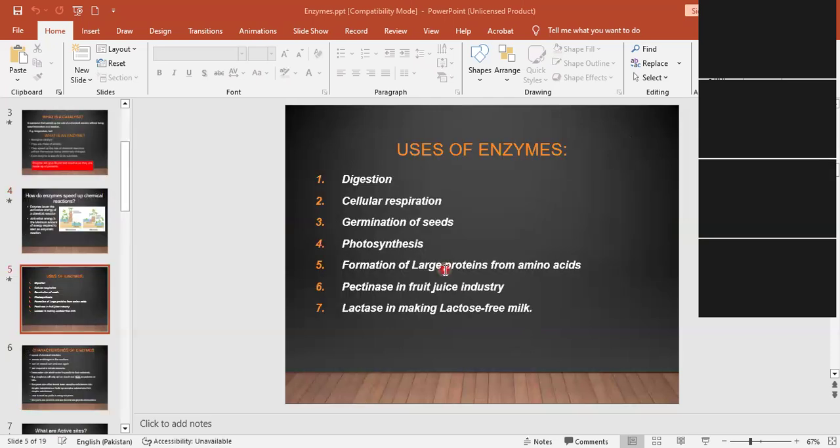Now, uses of enzymes, a major part. They may ask you, list some uses of enzymes. There are 7. You can learn any of them, and they are taken from your syllabus. कुछ outside का नहीं है, सब आपके syllabus से लिया गया है. Digestion, cellular respiration, you have studied that. Germination of seed, अभी नहीं पढ़ा, but of course utilized in germination. Photosynthesis, you have studied photosynthesis.